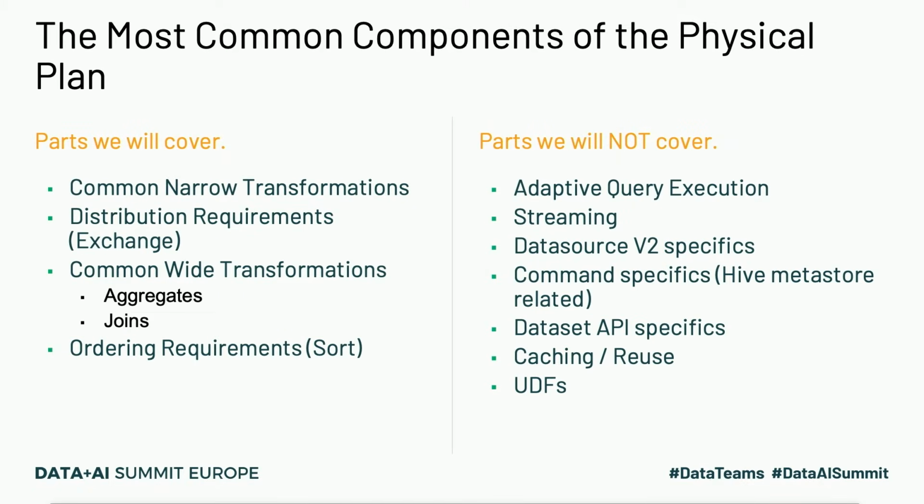Because there are so many different subclasses, we of course cannot cover everything here. What we will cover is the most common narrow transformations and the most common wide transformations, such as aggregates and joins, and we will discuss how exchange operators and sort operators get into the query plan, because sometimes you simply will not get a one-to-one mapping from the data frame transformations that you wrote. We will not cover advanced topics like adaptive query execution, streaming specifics, or other things that are too specific for this introductory talk.